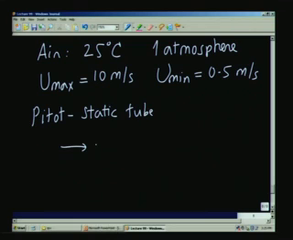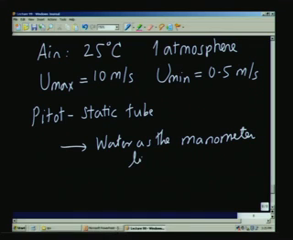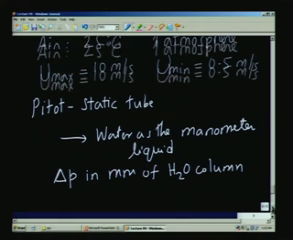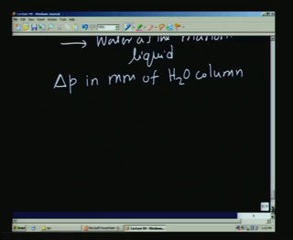If you remember, if you have a pitot-static tube, I may be using water as the manometer liquid, and therefore, it will be convenient to represent the reading of the pitot-static tube in terms of millimeters of water column, that is delta P in millimeters of water column. So, let us look at the values. The dynamic head we know is what is going to be indicated.